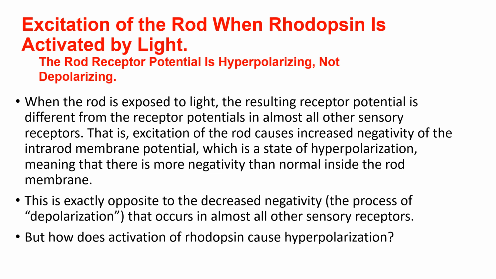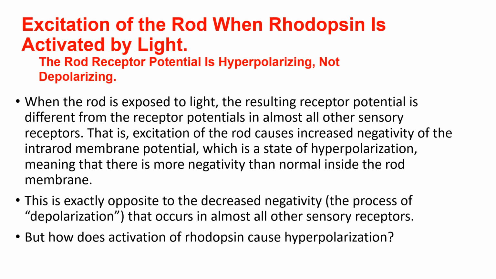Excitation of the rod when rhodopsin is activated by light. The rod receptor potential is hyperpolarizing, not depolarizing. When the rod is exposed to light, the resulting receptor potential is different from the receptor potentials in almost all other sensory receptors. That is, excitation of the rod causes increased negativity of the intra-rod membrane potential, which is a state of hyperpolarization, meaning that there is more negativity than normal inside the rod membrane. This is exactly opposite to the decreased negativity, the process of depolarization, that occurs in almost all other sensory receptors.